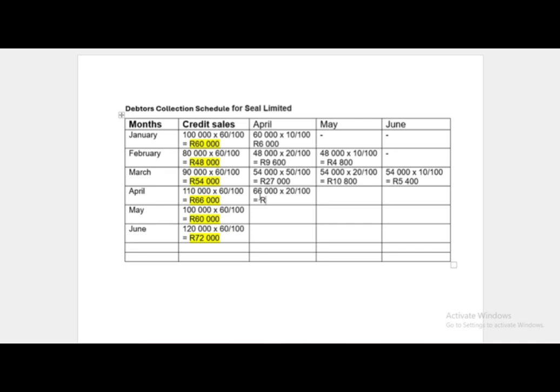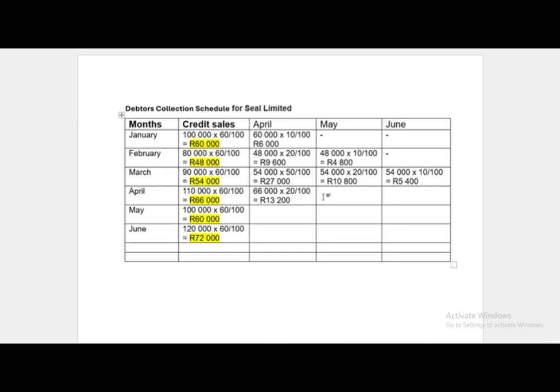And then for April, we are collecting 13,200, right? We are collecting 13,200, and then we are going to proceed. This is how much we are collecting in April for April. And then in May for April, I mean to say, we're going to collect in May for April, right?